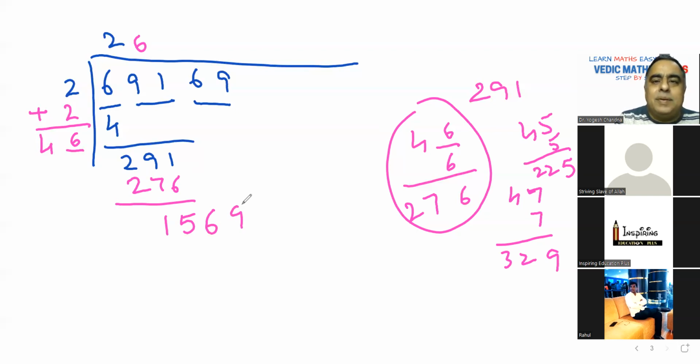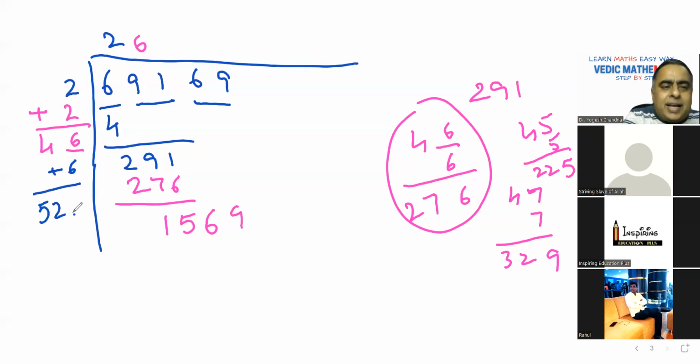Perfect. So now this becomes 46 plus 6, it becomes 52. 52. And a space again. Now my target is 1569 and I have with me 523.